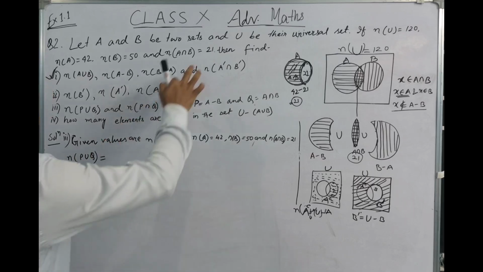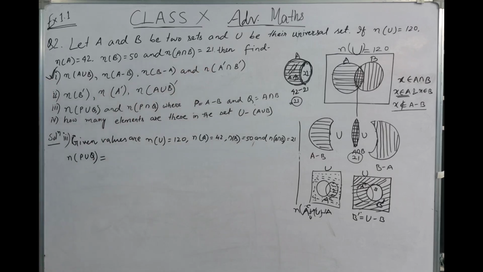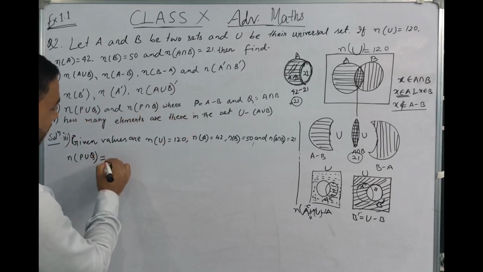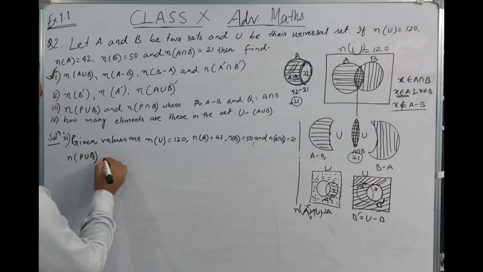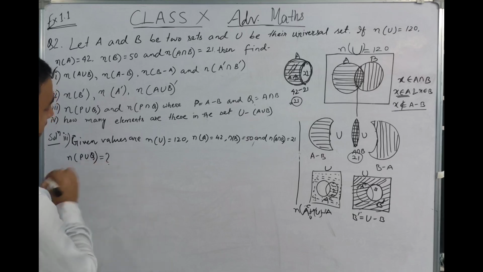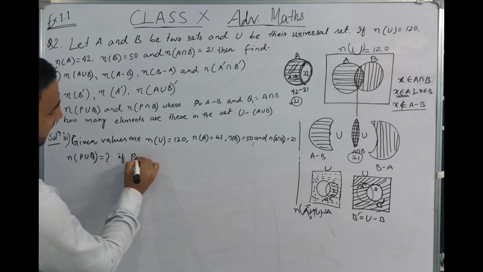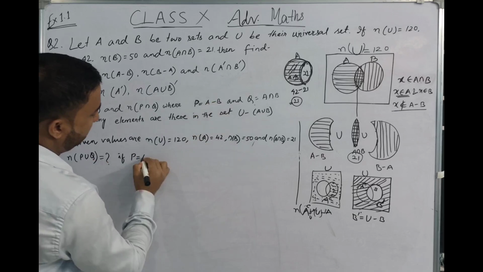Now you see in the question P and Q were not mentioned here, but here what is P and Q? It is given in the question itself. Okay. P union Q is equal to what? You have to find. If P is equal to what? P is equal to A difference B.